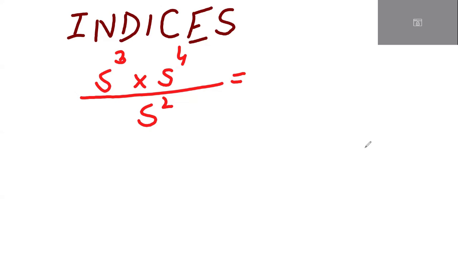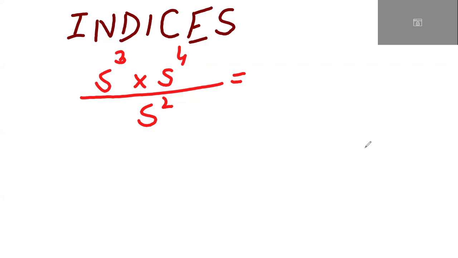Hello everyone. Topic is indices today. The question is s to the power 3 multiply s to the power 4 divided by s square. Always remember whenever bases are same, you have to add the powers.